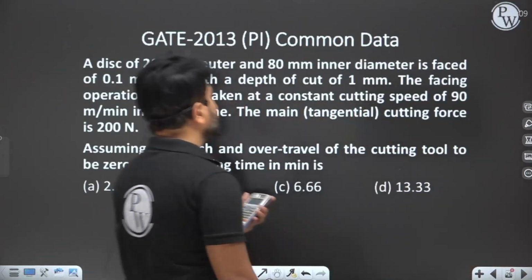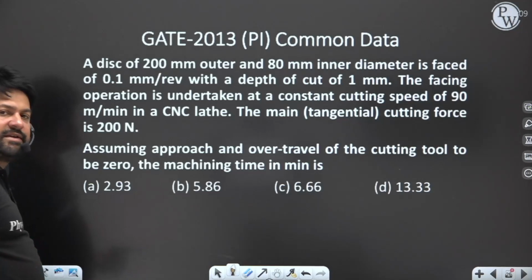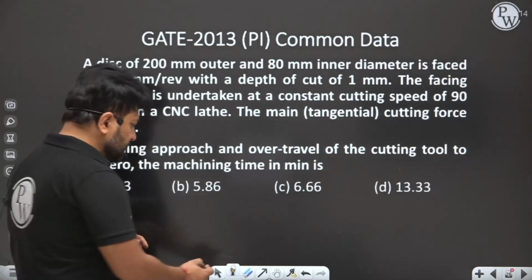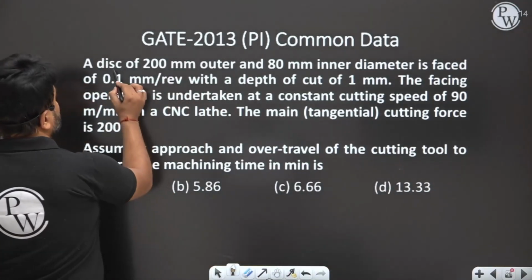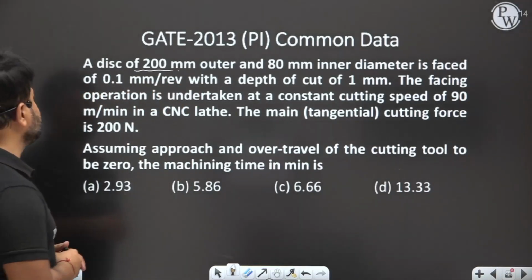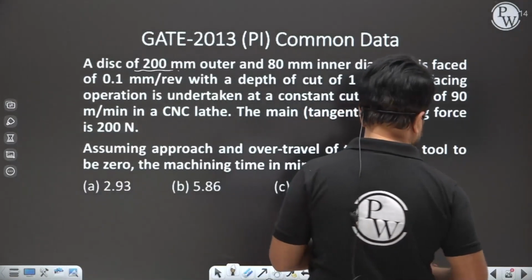Now the next question is a disk of... please read this question very carefully. It is a very good question. The next question is from GATE 2013 PI. A disk of 200 mm outer and 80 mm inner diameter is faced at 0.1 mm per revolution with a depth of cut 1 mm.